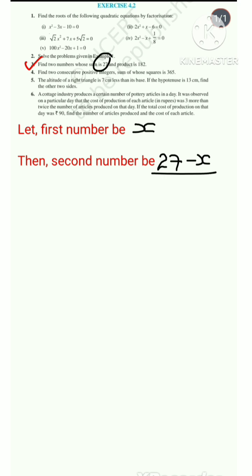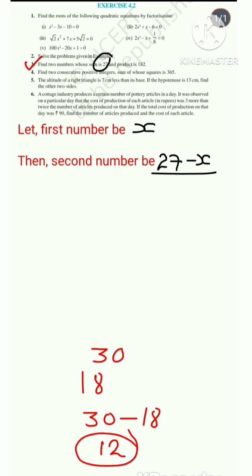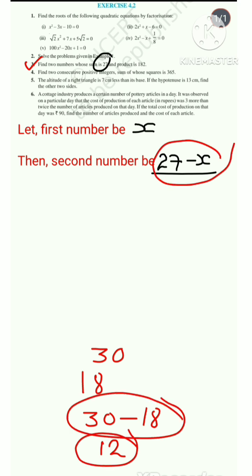Now how did it come? Suppose the sum of two numbers is 30 and one number has been given, suppose 18, then what will be the second number? At that time we simply subtract 18 from 30, then we obtain 12. By the same way, we have obtained this number, right?